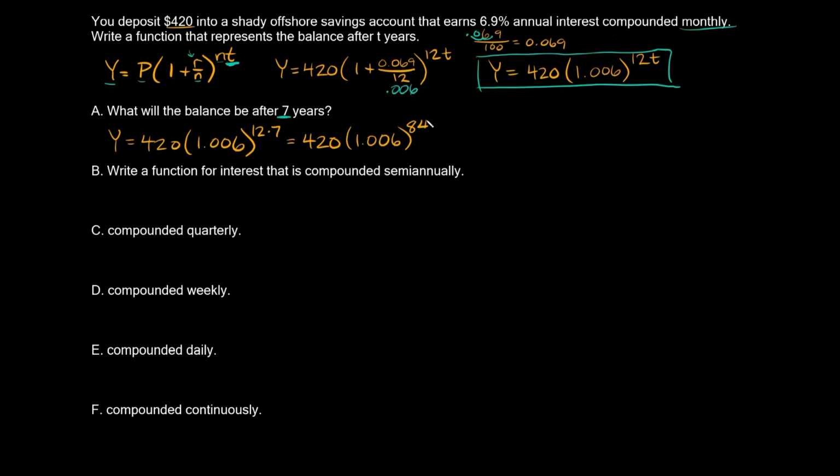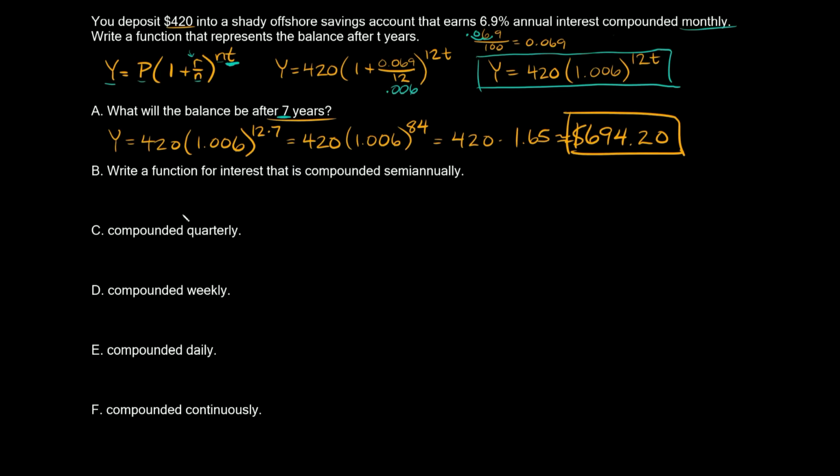So we're going to have 84 right there. Now 1.006 raised to the 84th power is approximately 1.65, right? So here we have 420 times 1.65, and this is going to be approximately 694.20. So this is going to be our balance after 7 years. Not too bad, right?